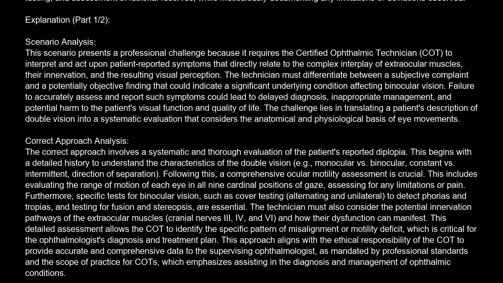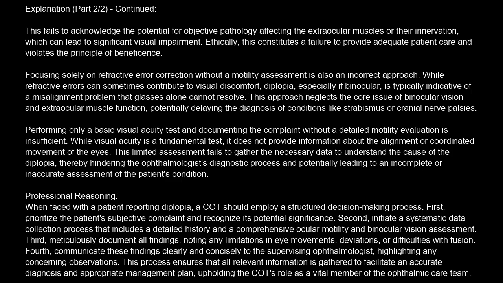Dismissing the patient's complaint of diplopia as a subjective experience without further investigation is an unacceptable approach. This fails to acknowledge the potential for objective pathology affecting the extraocular muscles or their innervation, which can lead to significant visual impairment. Ethically, this constitutes a failure to provide adequate patient care and violates the principle of beneficence. Focusing solely on refractive error correction without a motility assessment is also an incorrect approach. While refractive errors can sometimes contribute to visual discomfort, diplopia, especially if binocular, is typically indicative of a misalignment problem that glasses alone cannot resolve.